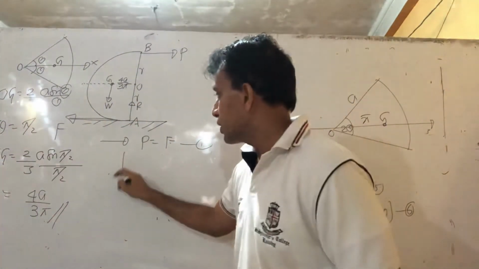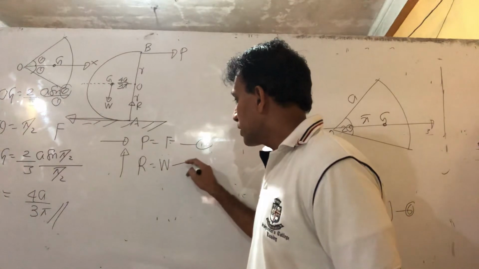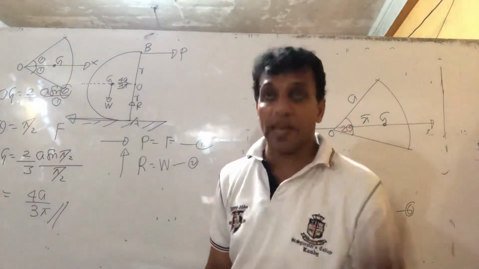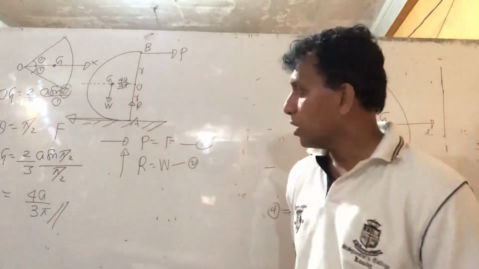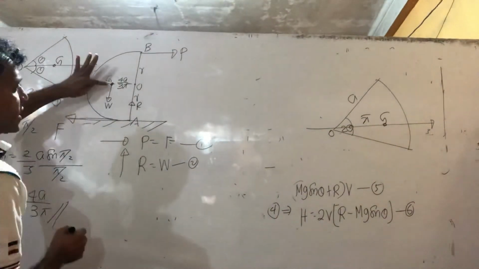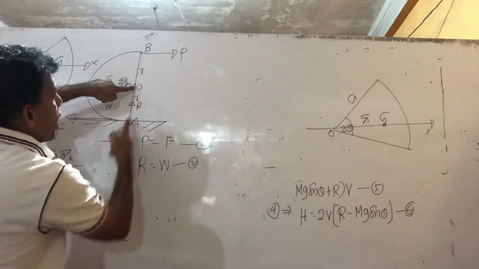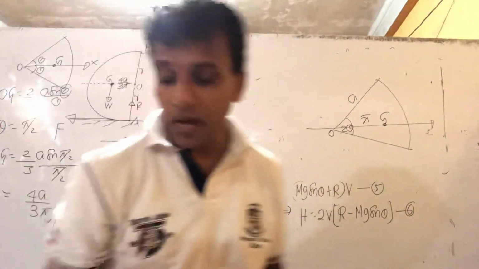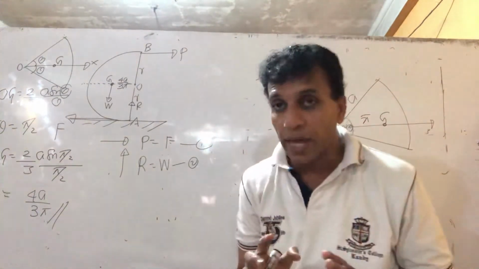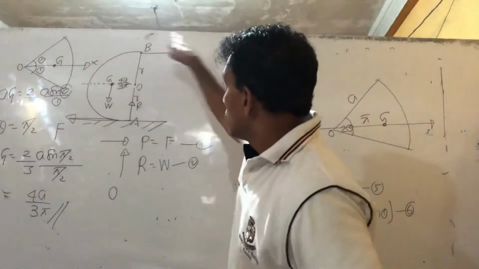What happens if I resolve vertically up? R equals W. That is no problem. R is a known value now, but you don't know what P is. You don't know what F is, right? Both are unknowns, as I mentioned. Now we take moments about what? Shall we take about G, or take about O, then there is no R. That's right. For equilibrium of the lamina, take moments about O.